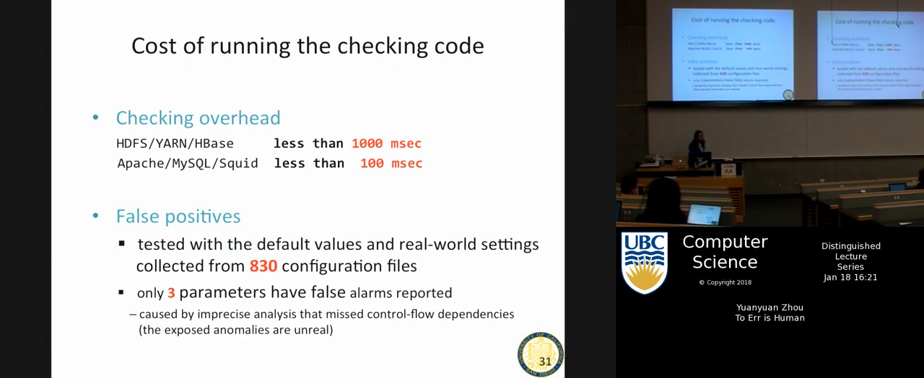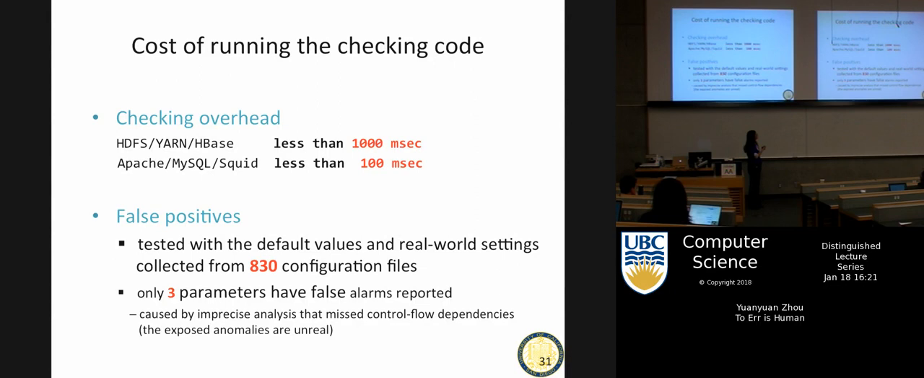And for performance, the checking overhead is really fast, less than 100 milliseconds. And for false positives, we generally checked 830 configuration files.